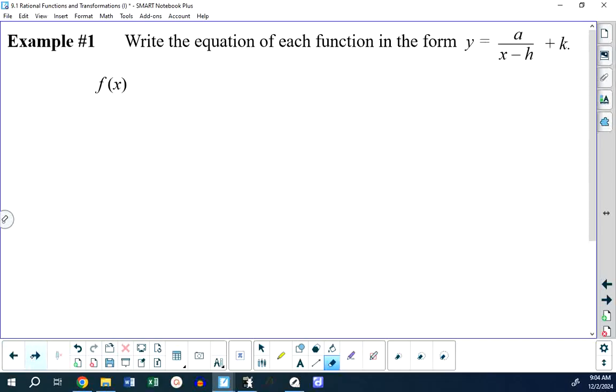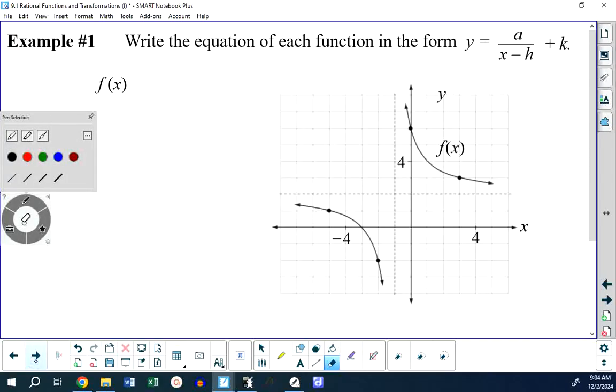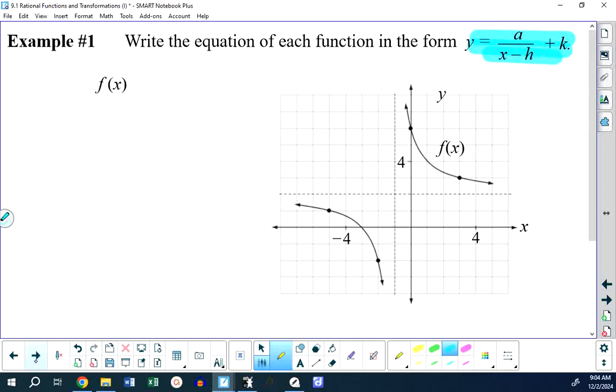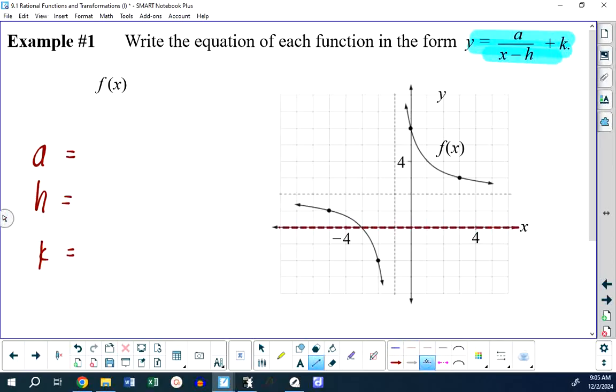If I'm saying that we want to write these in this form, then starting with f of x, and I've just put the graph here so that I can refer to it. Okay, you've got it right on paper there. Then f of x must be a transformation of 1 over x. So we need to identify three parameters. We need to identify the parameter a, the parameter h, and the parameter k. But 1 over x, we know, has asymptotes centered at the origin, right?